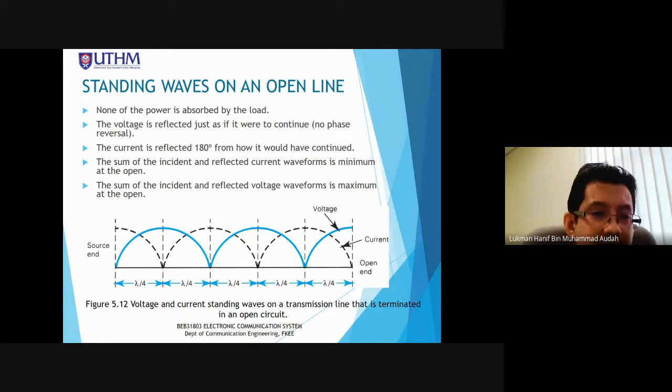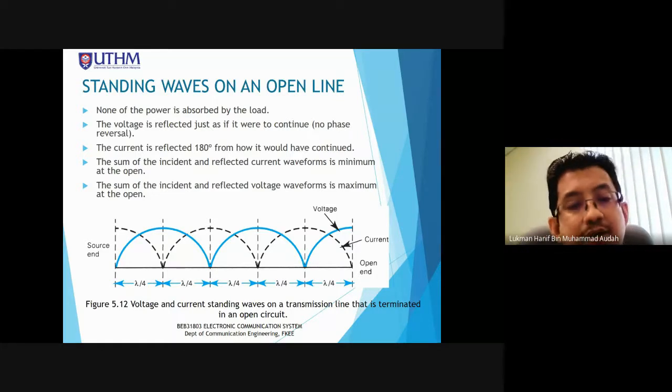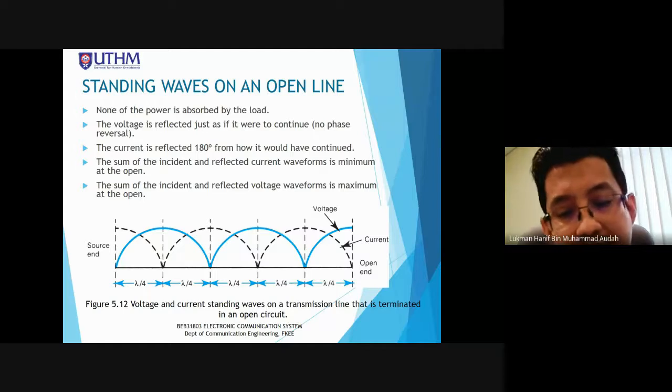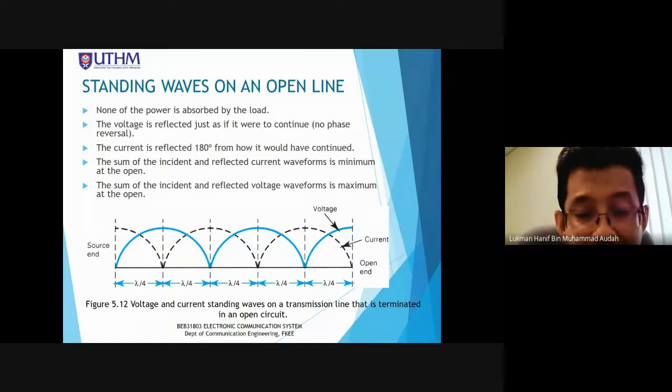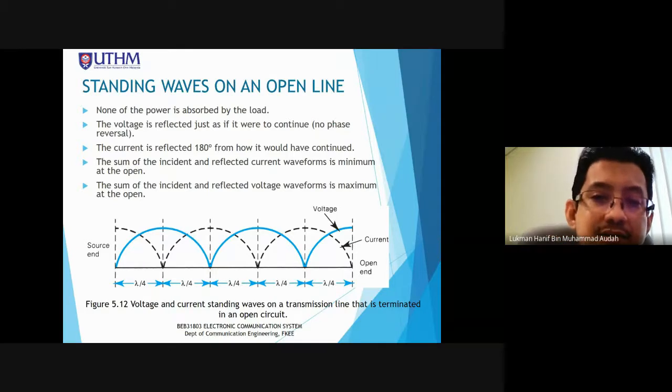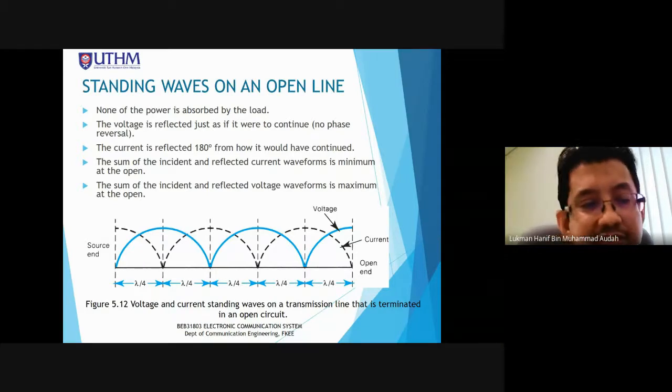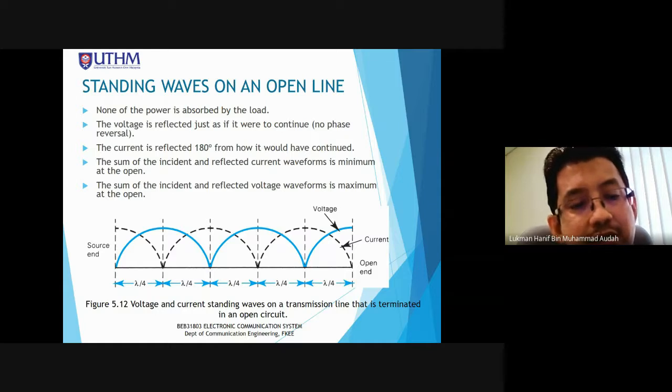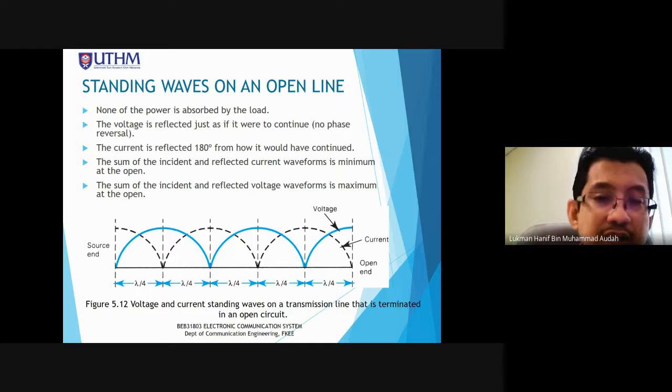Ini yang kita nak lihat. Ini pernah ditanya beberapa kali dalam final exam. Okay, pernah ditanya beberapa kali. Inilah yang ditanya: explain about standing wave in an open line ataupun in a shorted line.